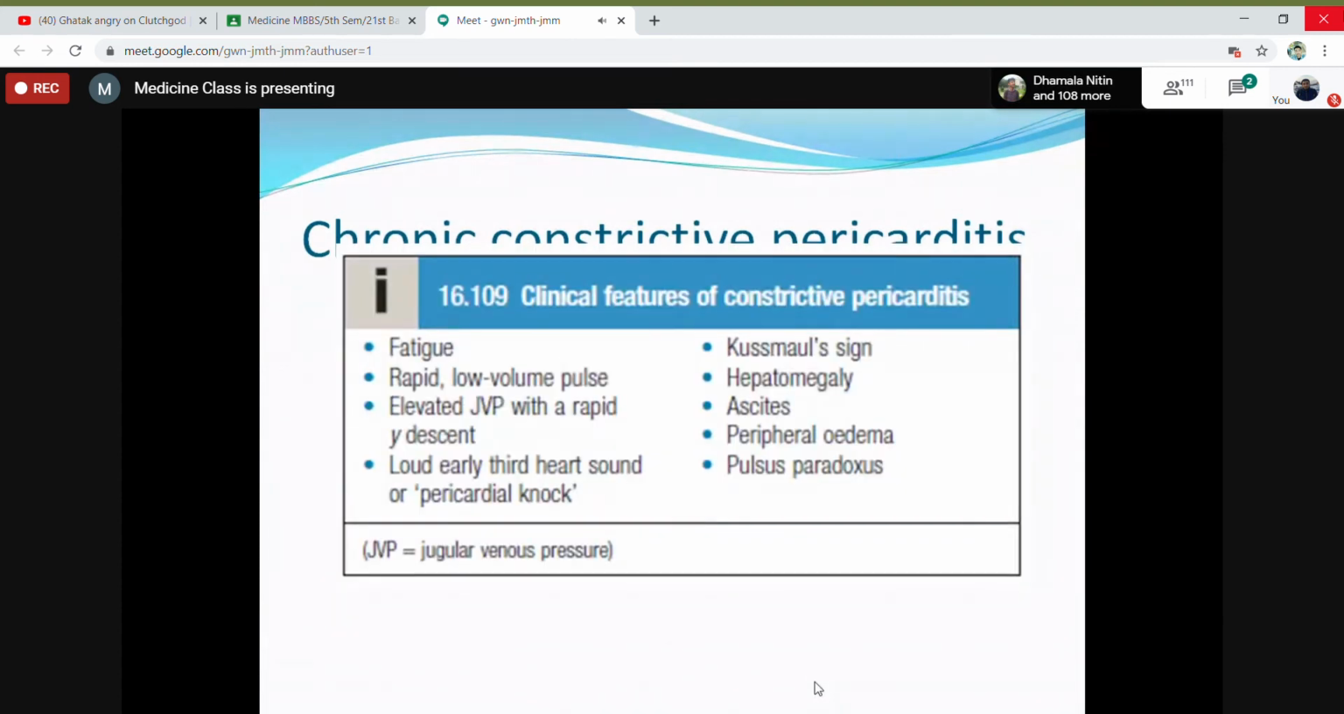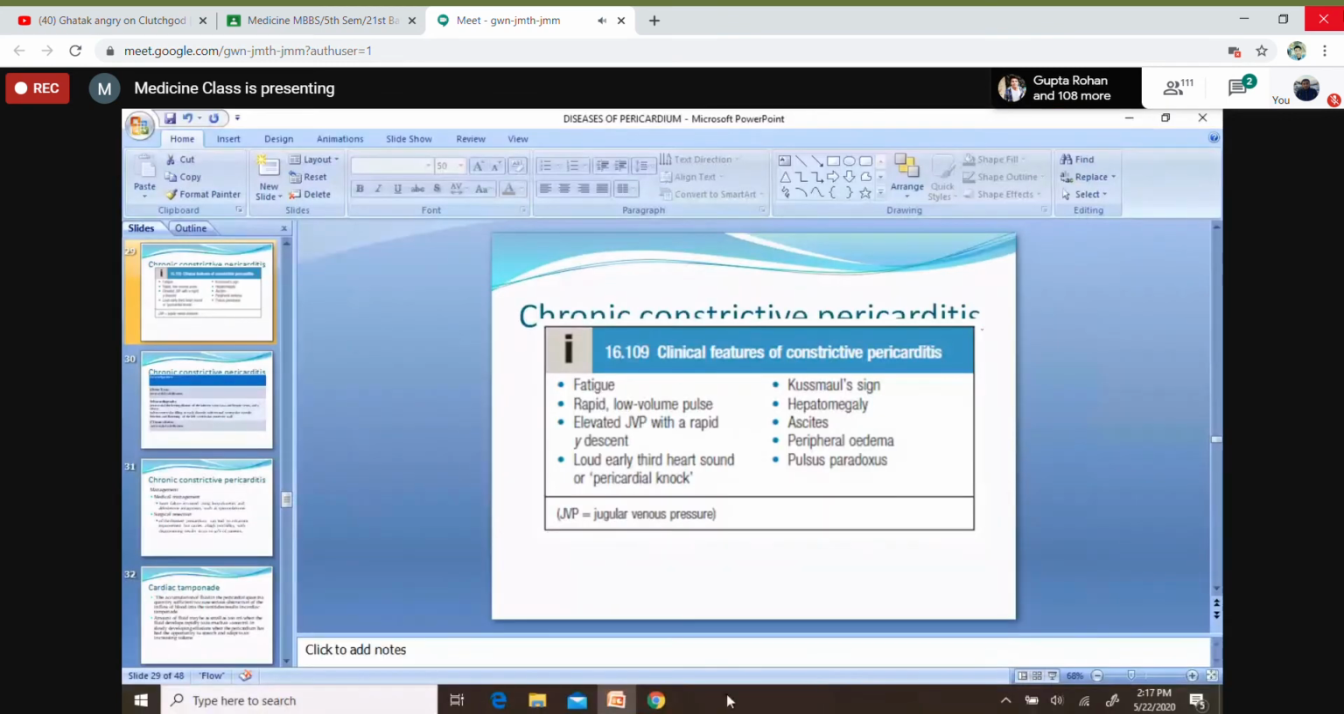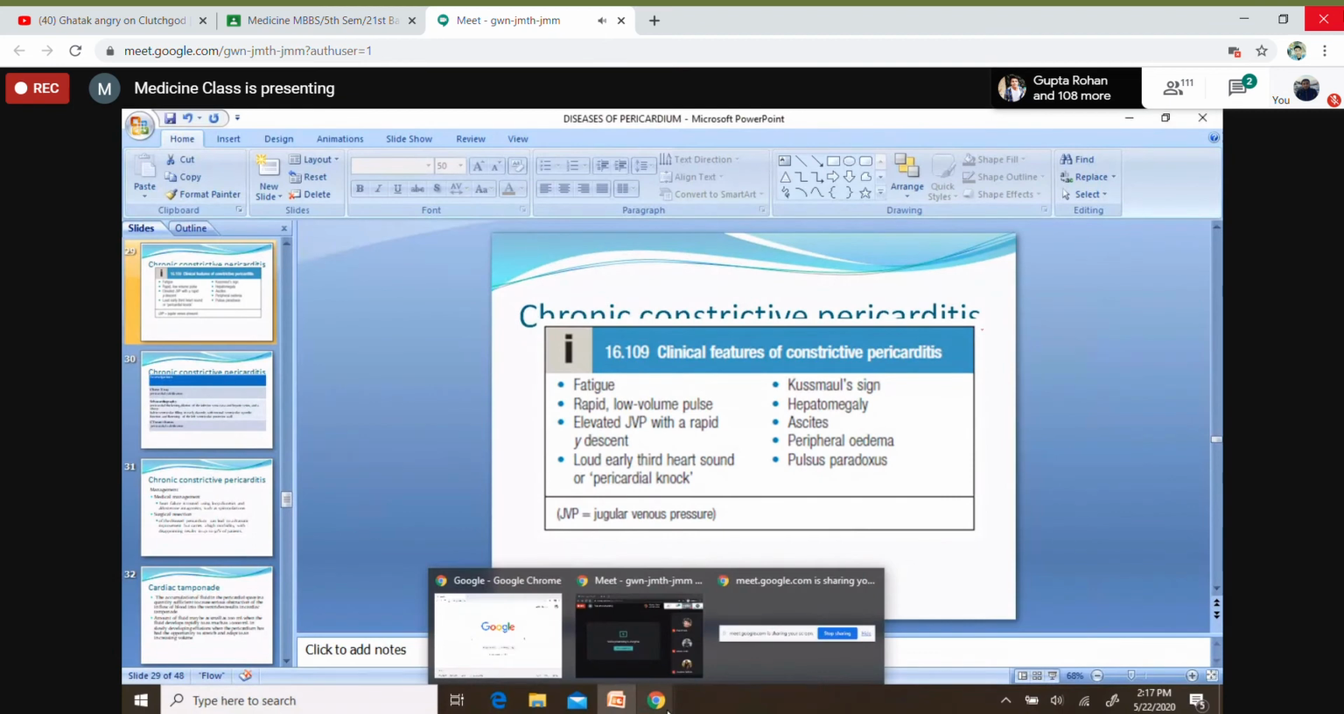So what are the clinical features? The patient will be very fatigued. There will be a very rapid low volume pulse. There will be elevated JVP with rapid wide descent. It is because of filling up. So do you know about different waves in JVP before we talk about this rapid wide descent? Does anyone of you know about different waves in JVP?